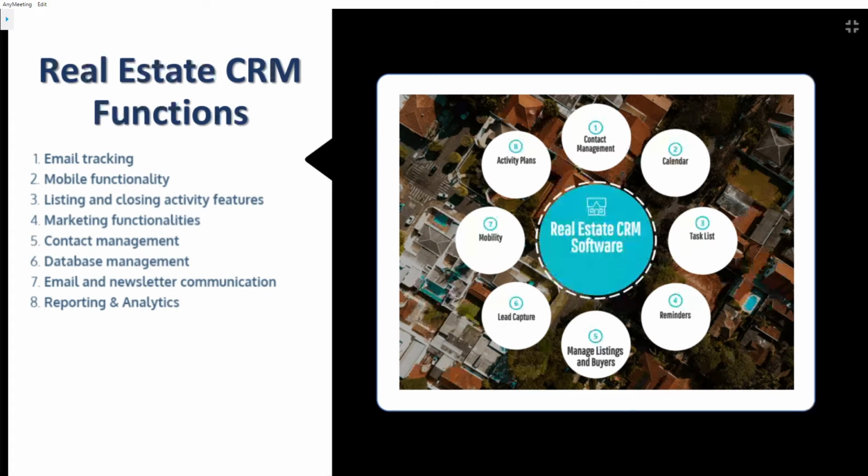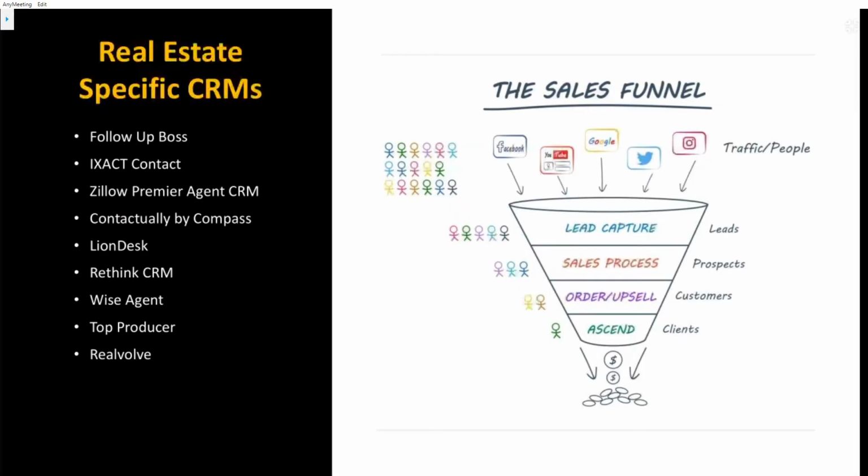It has a calendar, task lists and reminders, manage your listings, manage your buyers, and lead capture. All of that is part of a good contact relationship management system. Now there's all kinds of them. Follow-up Boss. I use Exact Contact.